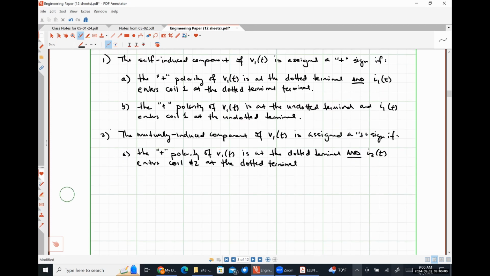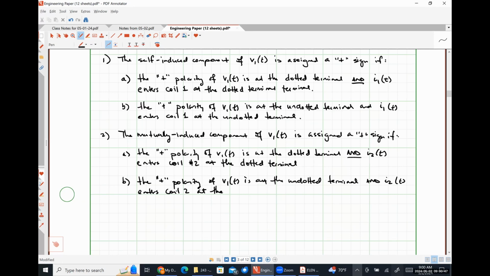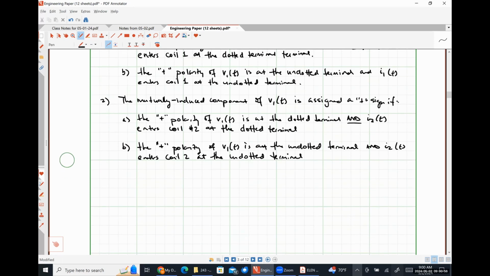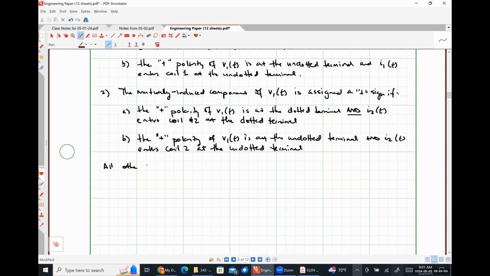Criterion B. The positive polarity of V1 is at the undotted terminal, and I2 enters coil 2 at the undotted terminal. And then all other combinations give a minus sign.